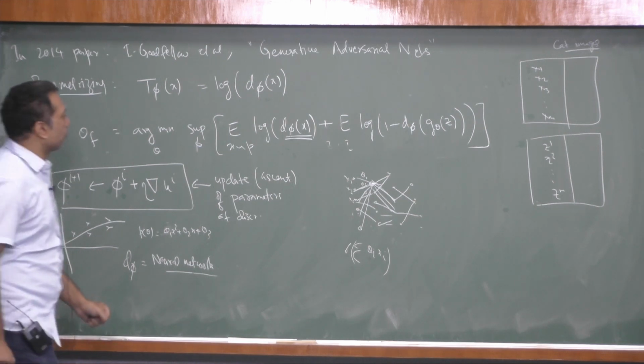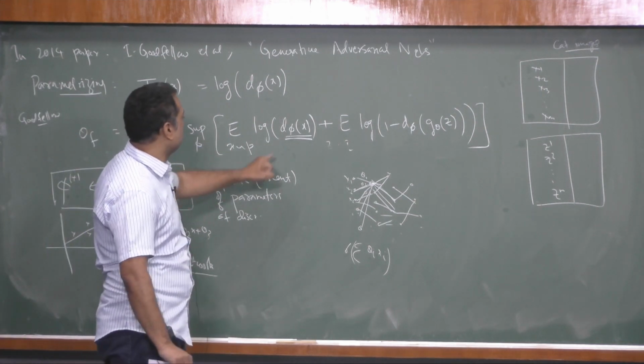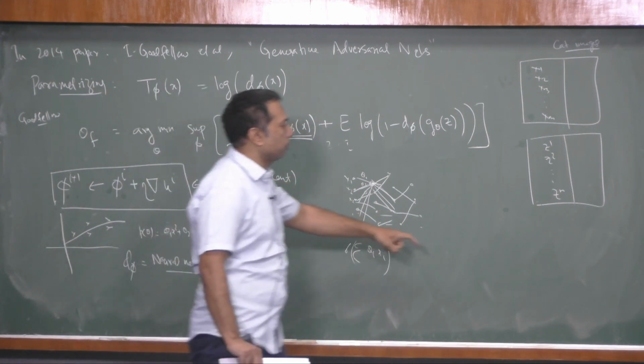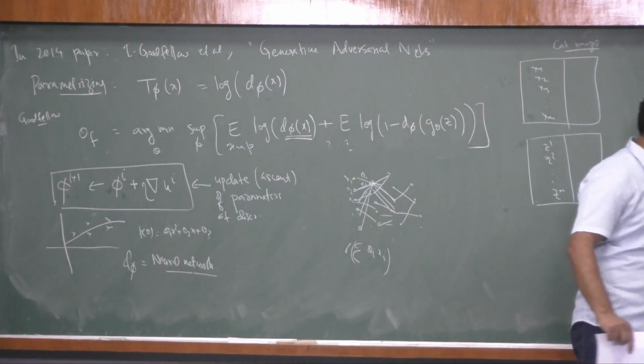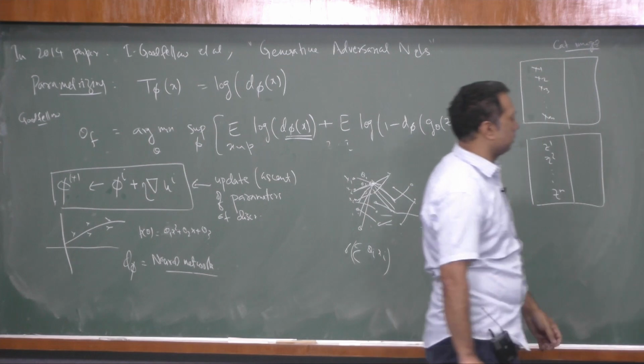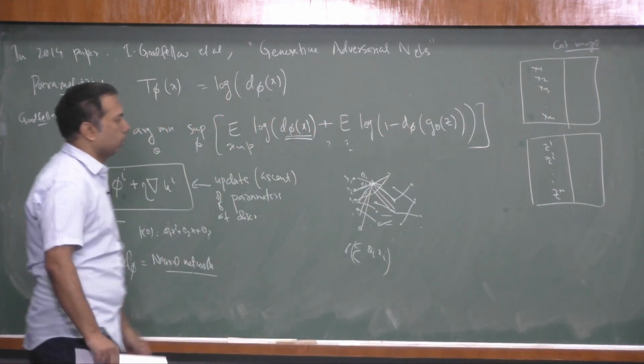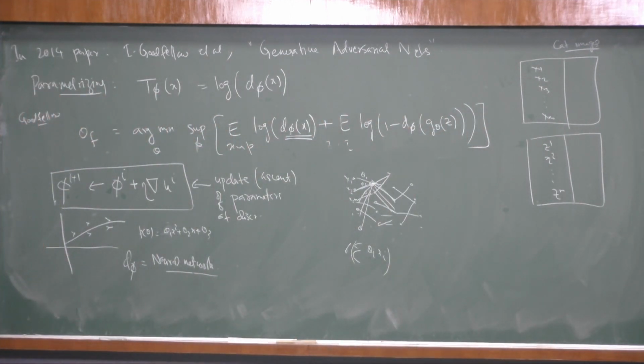So this is how the training for the discriminator happens here. The discriminator is trying to maximize its value, and hence we have to do gradient ascent.